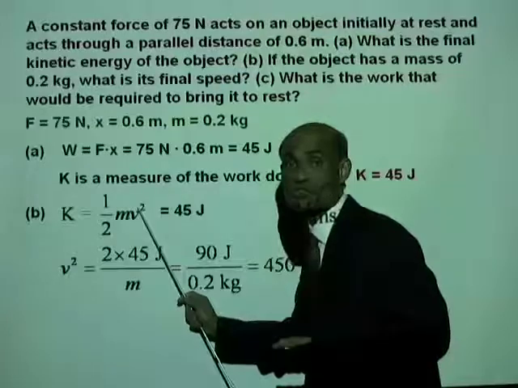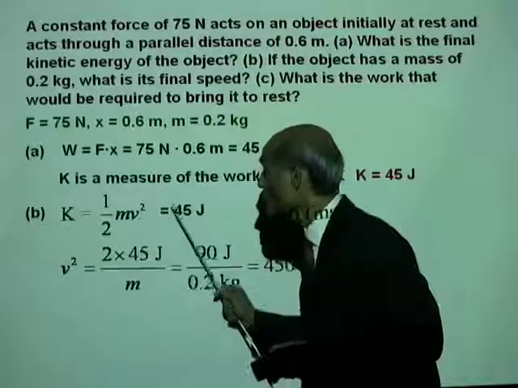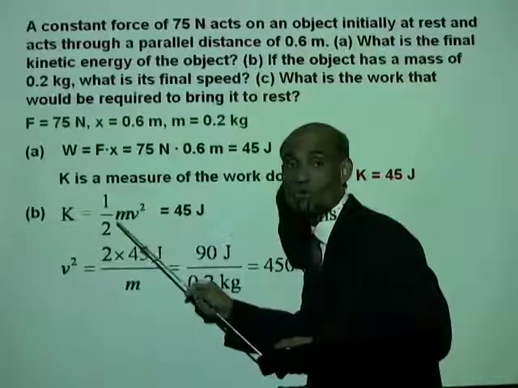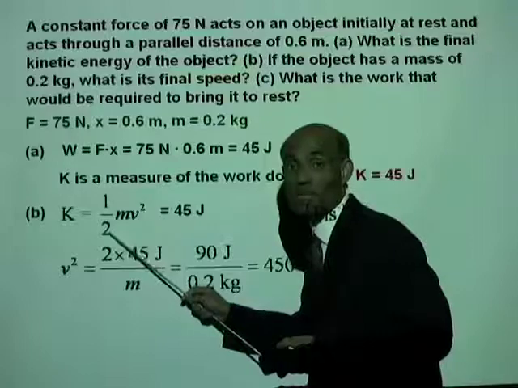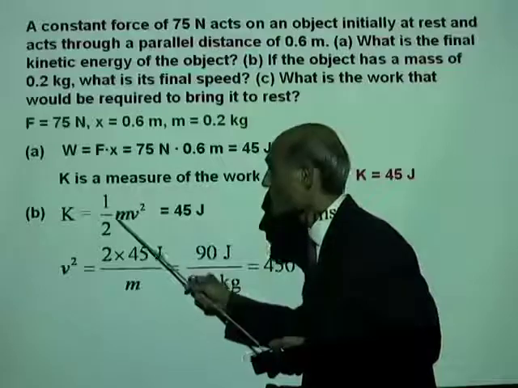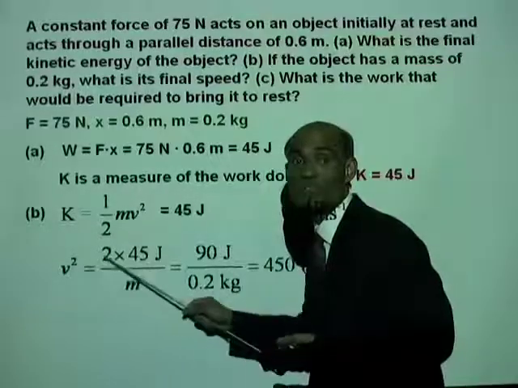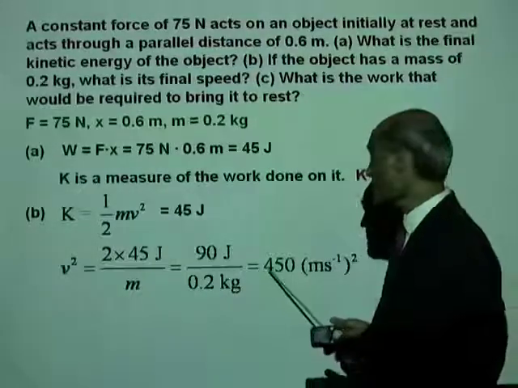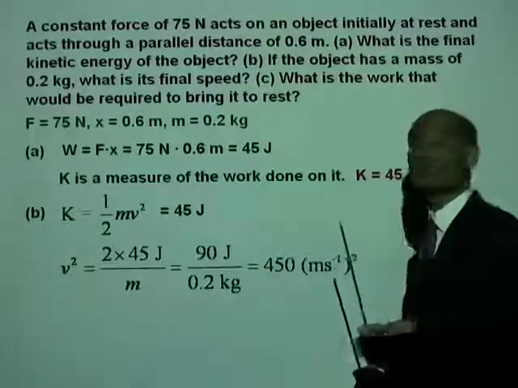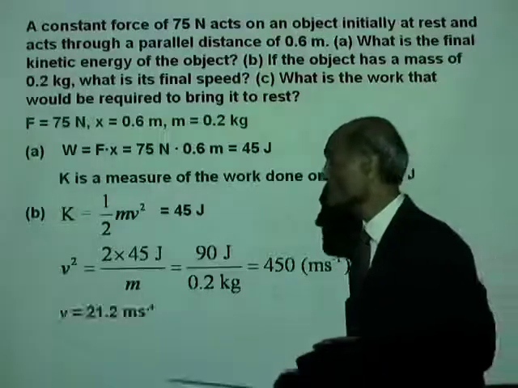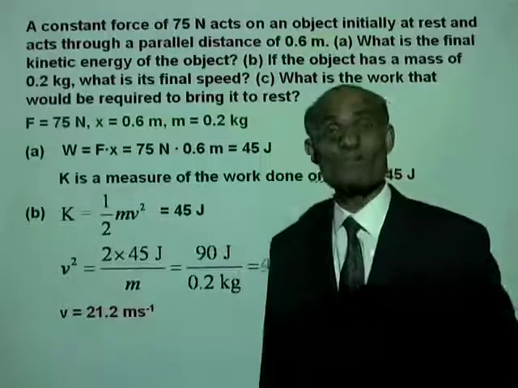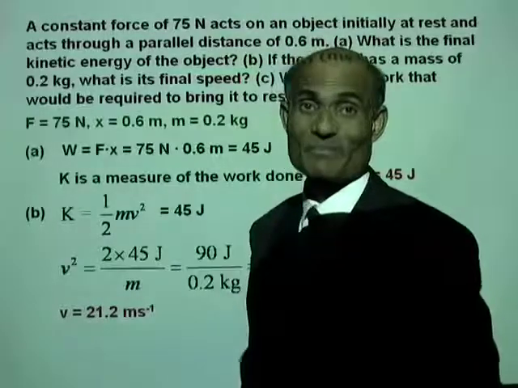Look at the way I'm going to solve for v squared. It will be 2 multiplied by 45 divided by m. I hope you can follow that calculation like this. 2 multiplied by 45 divided by m will be v squared. And that gives me v squared equal to 450 meter squared per second squared. And so what is v? V is the square root of that, which is 21.2 meter per second.